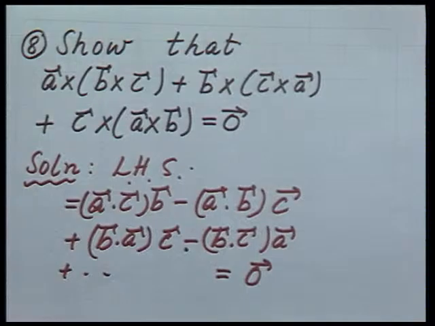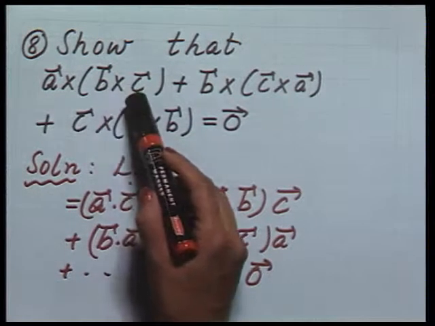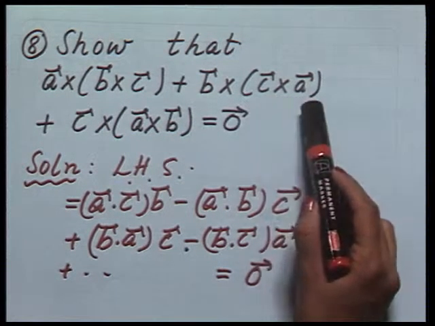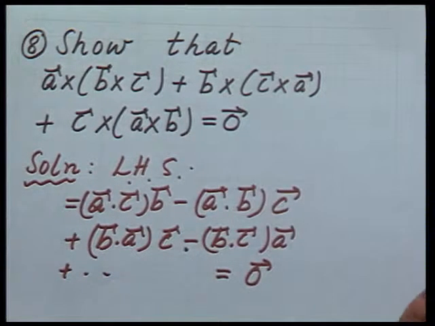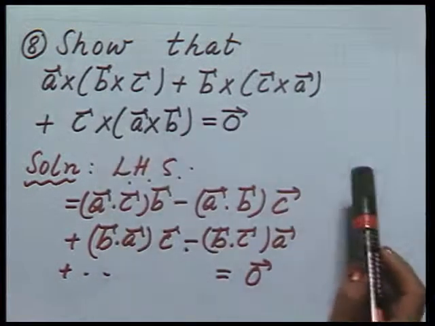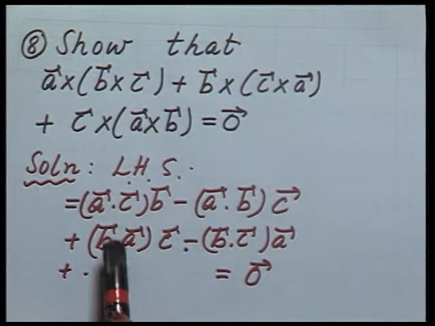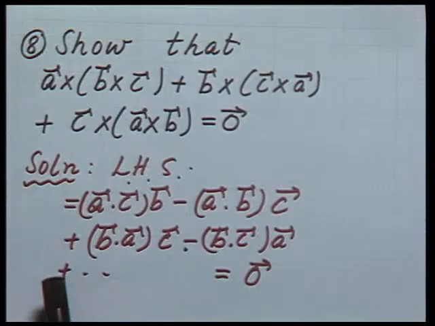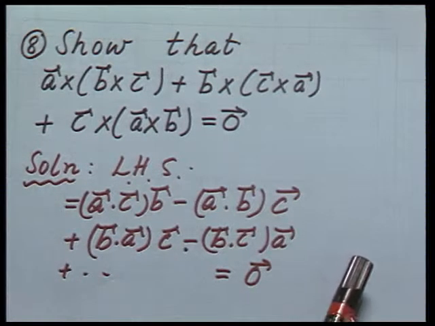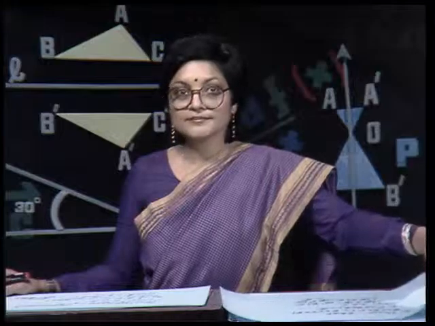And then a simple identity. Show that A cross B cross C plus B cross C cross A plus C cross A cross B is equal to 0. All you have to do is expand all these using the formula for vector triple product. You will find terms cancelling out in pairs, and so the sum of all these will be 0.